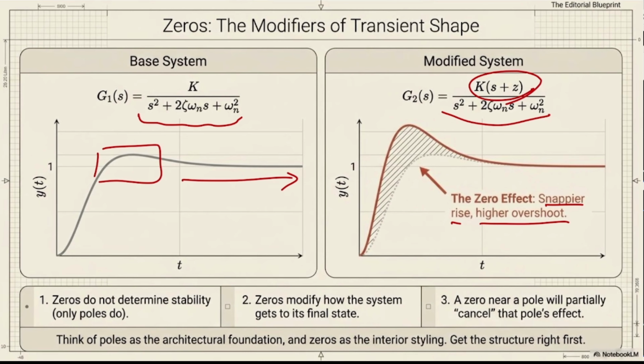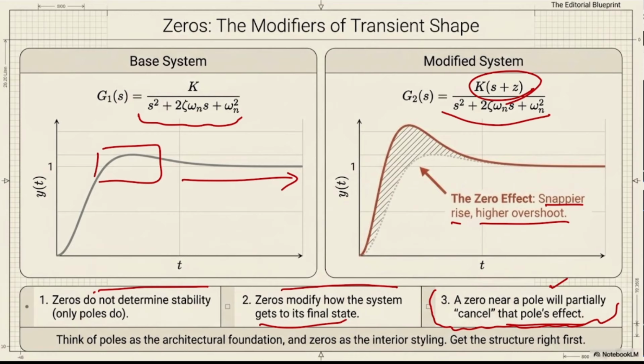So what does it mean? It means that zeros do not determine the stability, because the stability is related to the poles. If I have my poles on the left side of the S-plane, it means that everything is fine. But on the other hand, zeros are going to modify how the system gets to its final state. So another important thing, the rule of thumb, is that a zero near a pole will partially cancel the pole's effect itself. So this is a very important part.